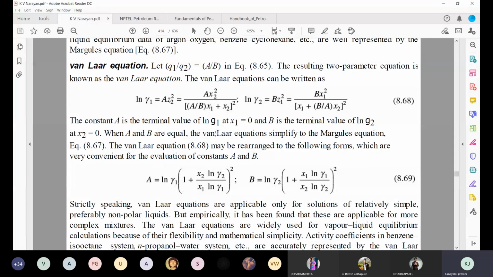Write down this equation, all of you. If you're not going to remember anything, you're not going to write anything, then there's no use coming for the lecture. A x2 squared upon (a x1 plus b x2) whole squared. Then gamma is equal to b x1 squared upon (x1 plus b by a x2) whole squared.